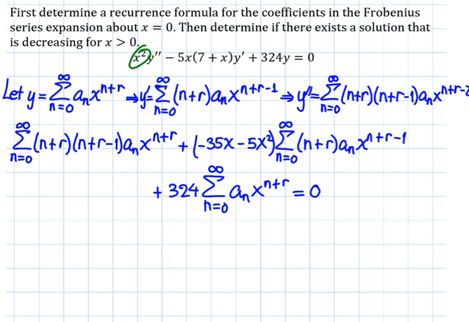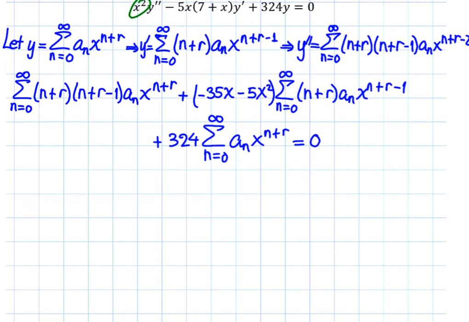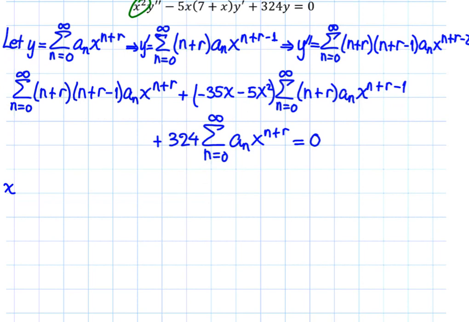The next step, since all of them have x to the r power, we can factor out x to the r power. And then let's just copy everything else. n equal to 0 to infinity, n plus r, n plus r minus 1, a sub n, x to the n, the x to the r factored out, so we just have x to the n.